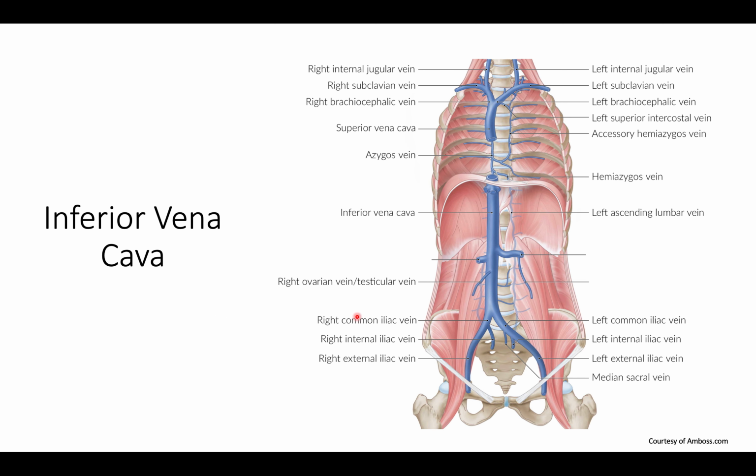Then the right ovarian or testicular vein will drain directly into the inferior vena cava here. However, the left ovarian and testicular vein will actually go all the way up to the left renal vein. You'll have your right and left renal veins that will drain into the inferior vena cava. And the inferior vena cava will also receive veins from the liver and things like that. But then it will eventually drain all the way up into the right atrium.